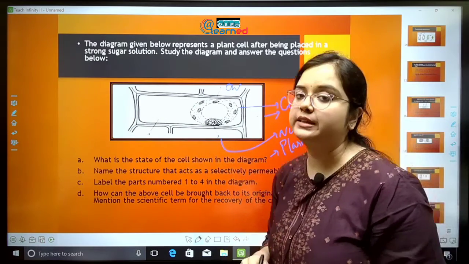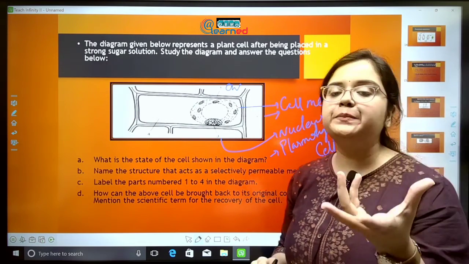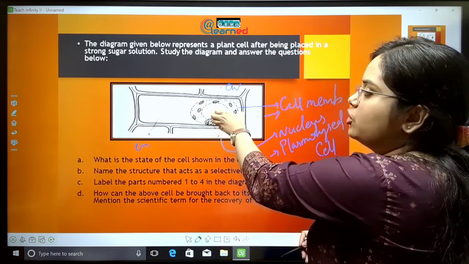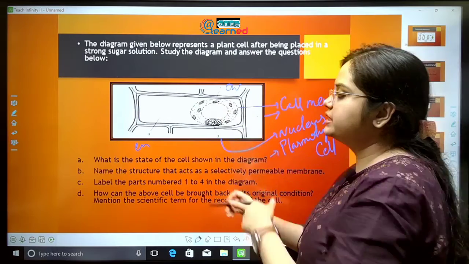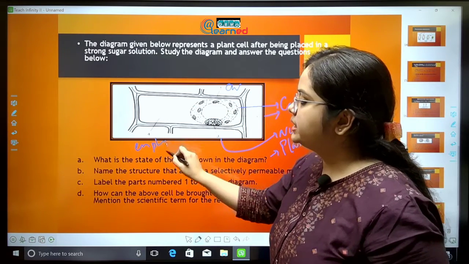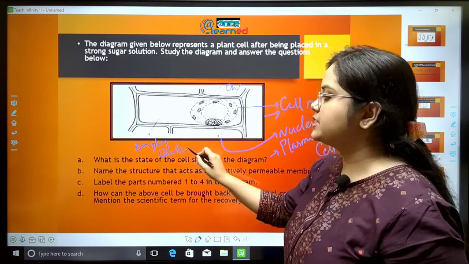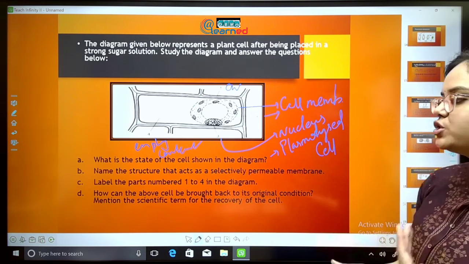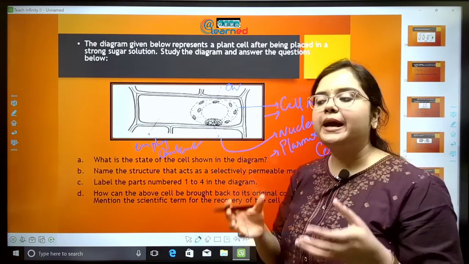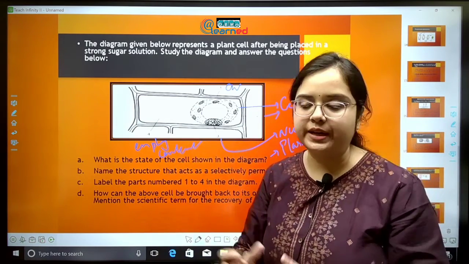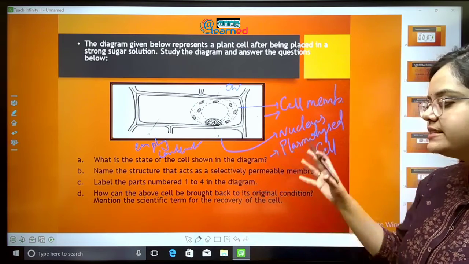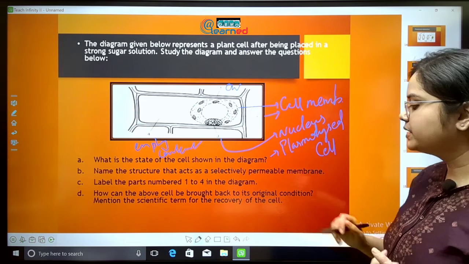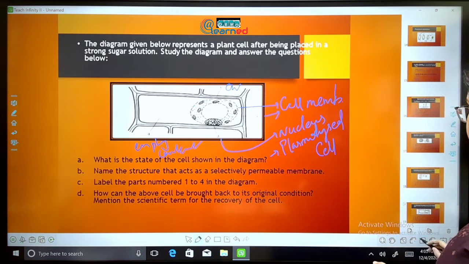Notice the fourth one, it is not cytoplasm. It is the empty content of the cell. Cytoplasm got constricted, the protoplasm got constricted in the cell itself. Empty content of the cell after plasmolysis has happened. How can the above cell be brought back to its original condition? It can be brought back by putting it into a hypotonic solution where it can take up water. Mention the scientific term for the recovery of the cell. Obviously, it is deplasmolysis. Recovery of the cell by deplasmolysis.